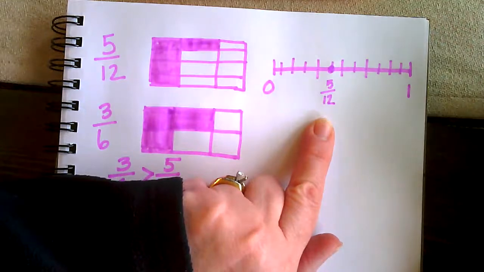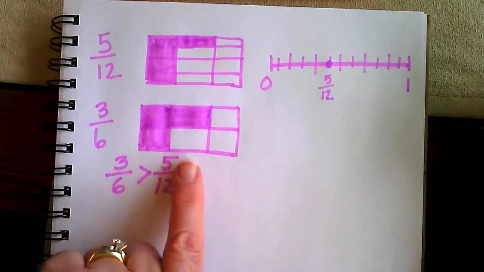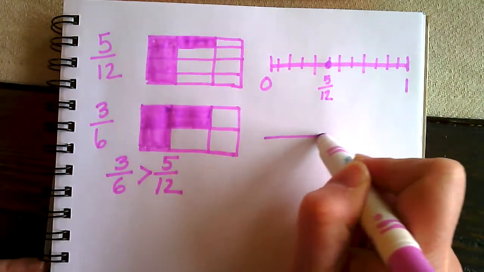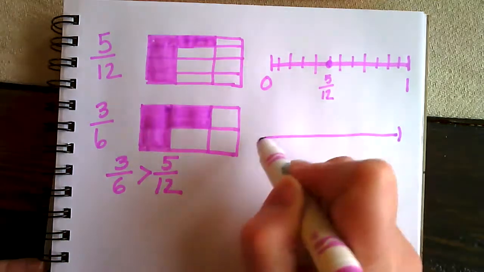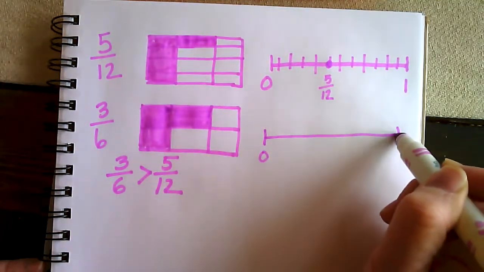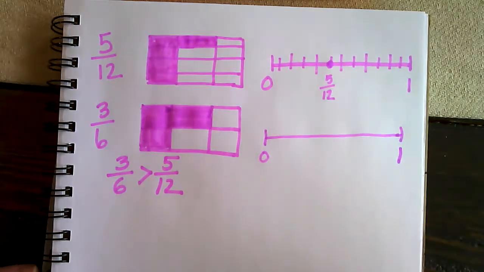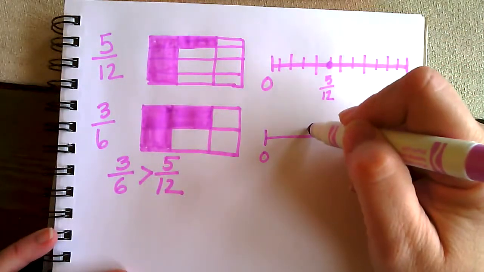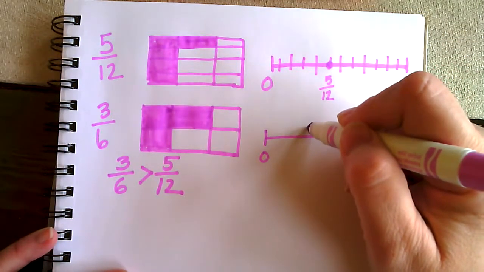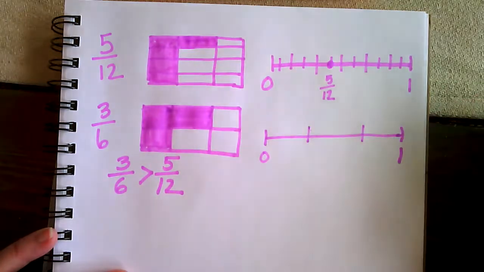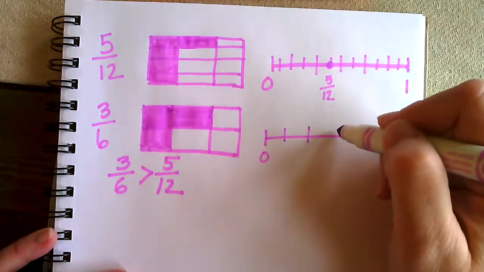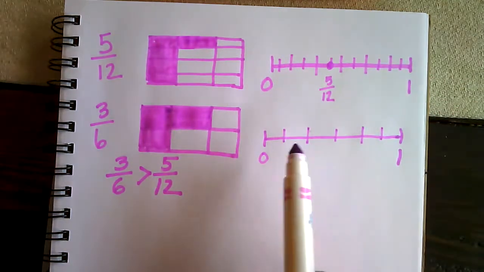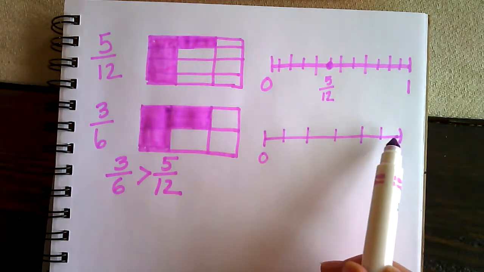Okay, 5/12ths. Now let's do a number line to represent 3/6. So let's start by making it the same size as the one before it. This time we're going to split it into thirds. We'll start with thirds and then we'll get to 6ths. So there's thirds. Split your thirds in half and you should have 6 relatively equal parts. 1, 2, 3, 4, 5, 6.